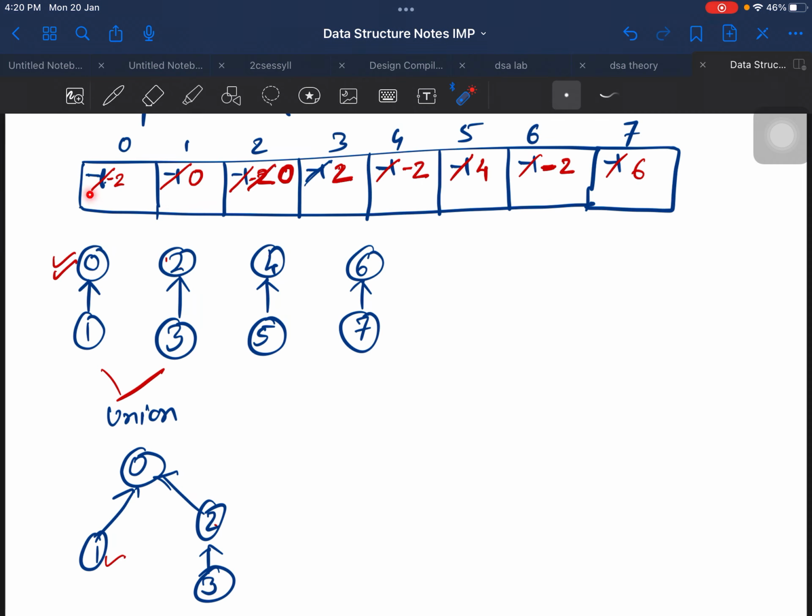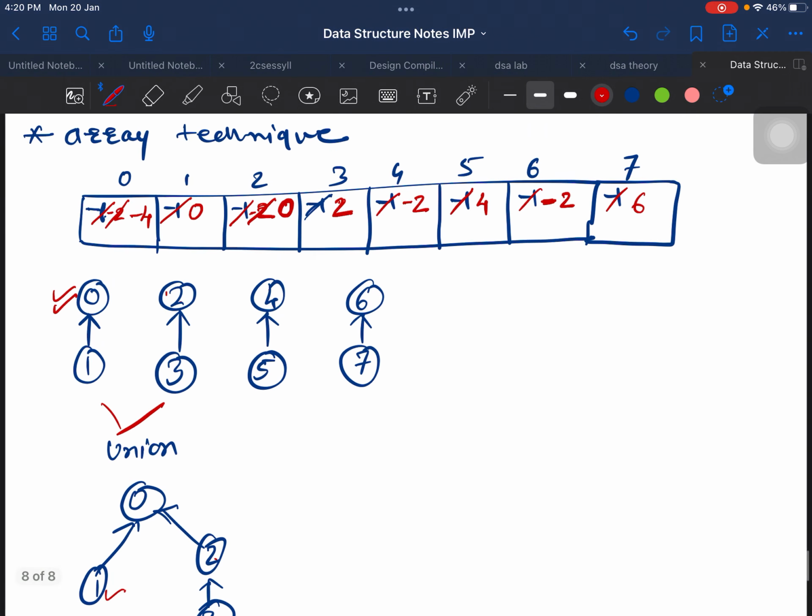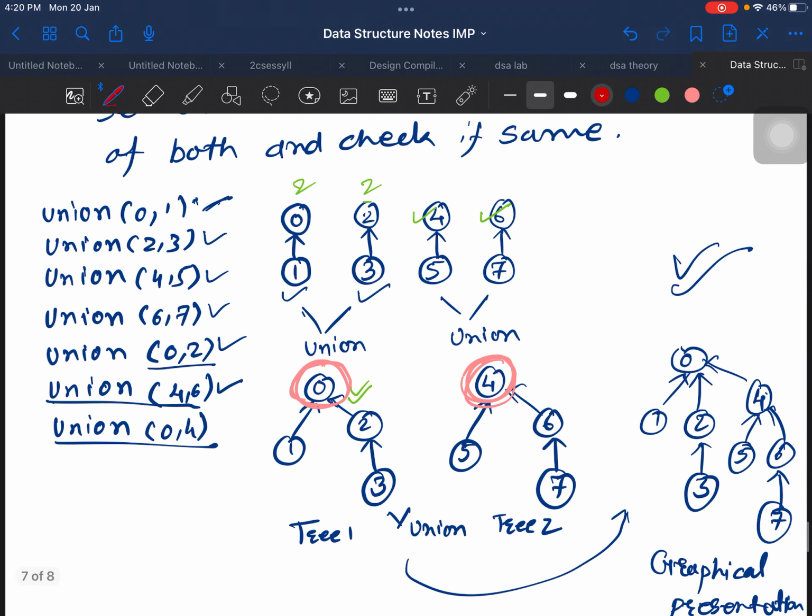Now come to 0. 0 is the root, so the minus sign is there. But now in this 0 set, we have 4 elements. Before this union, we had 2 elements, but now we have 4 elements after this union. So instead of writing minus 2 here, I will write minus 4 here. I hope this is understood.